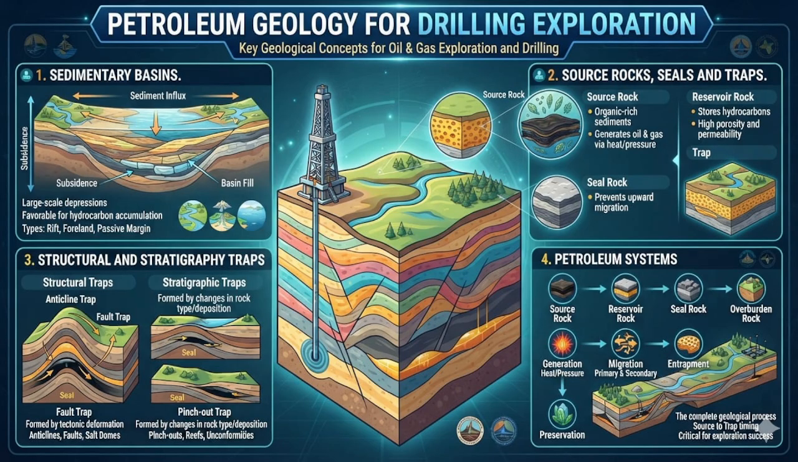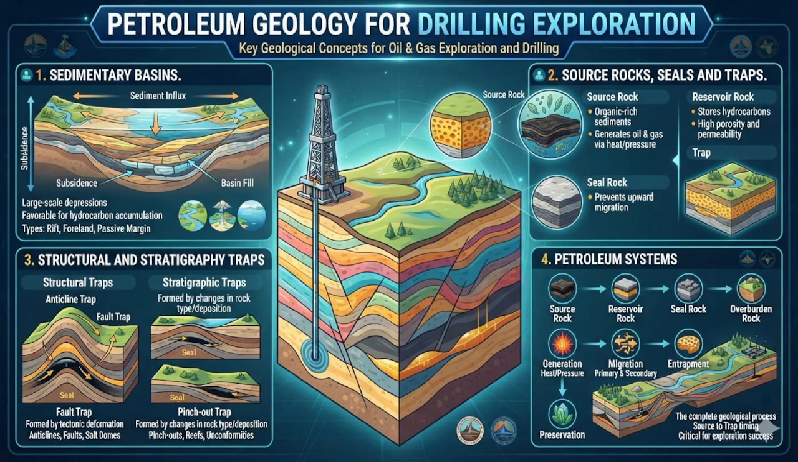And then let's now look at types of these traps. The first type is the structural traps. They are formed by tectonic deformation. And then under these structural traps, we have the anticlinal trap. An anticlinal trap accumulates at the crest of a folded rock layer.